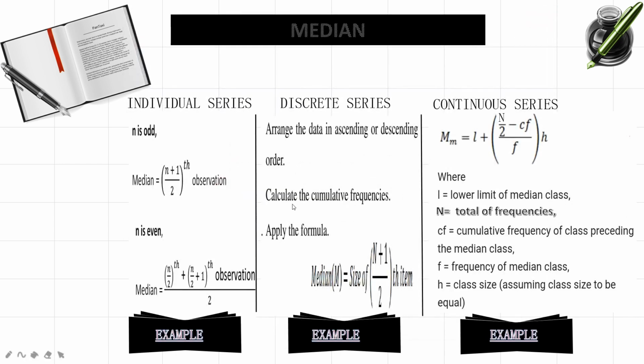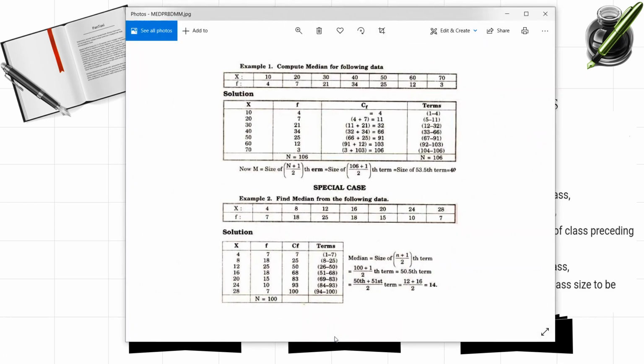Next we have discrete series. In discrete series, we have to find the size of the (capital N plus 1) by 2th item, where capital N is the total of frequencies. First, we have to arrange the data in ascending or descending order, and then we need to calculate the cumulative frequencies. Before we apply this formula, we have to find the cumulative frequencies. Let me show you an example for understanding this.